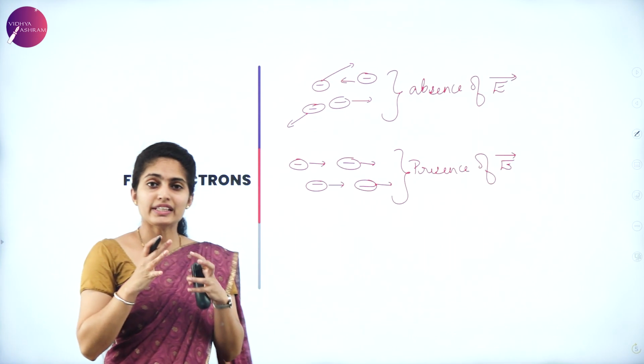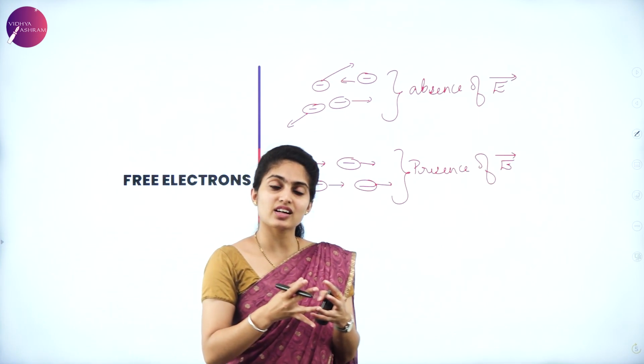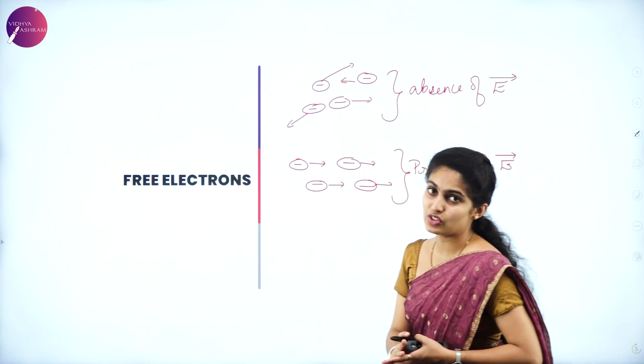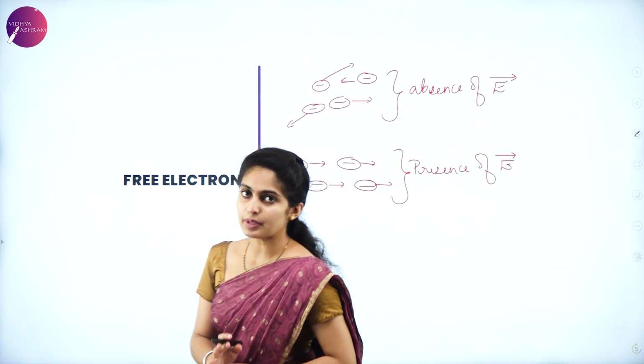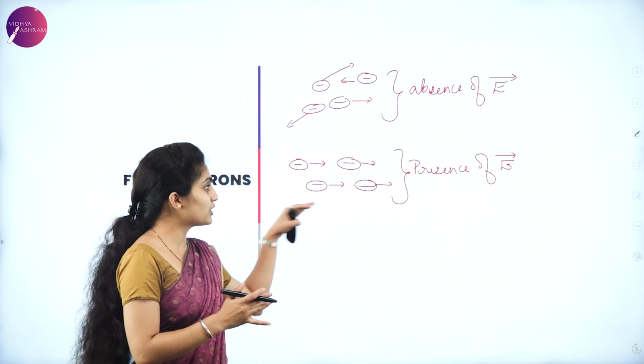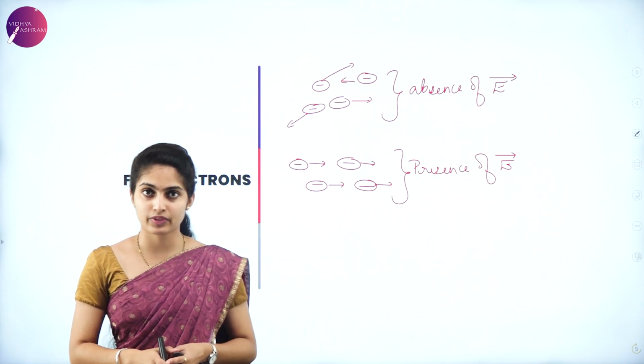So when is it called free electrons? When does the conductor have free electrons? That is only during the absence of an electric field. During the presence, it is not called free electrons, but they move in one single direction.